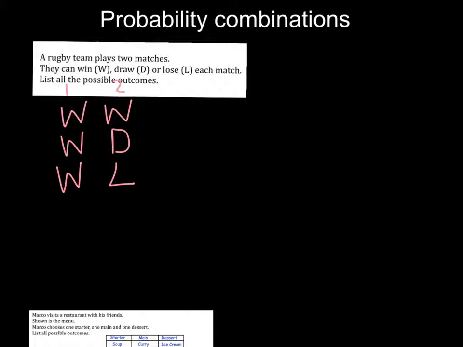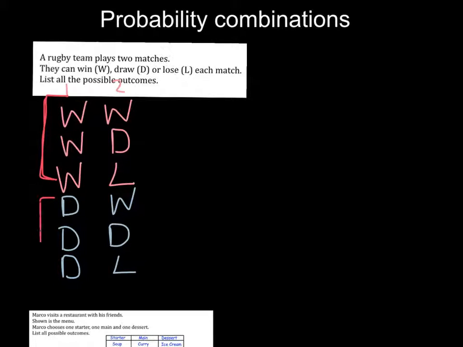Instead of winning the first match, you could have had a draw. So if you drew the first match, you could win the second one, or if you drew the first one, you could draw the second one. If you drew the first one, you could lose the second one. So you can see it's in blocks of 3. Let's carry on. These are all for winning the first. These are all for drawing the first.